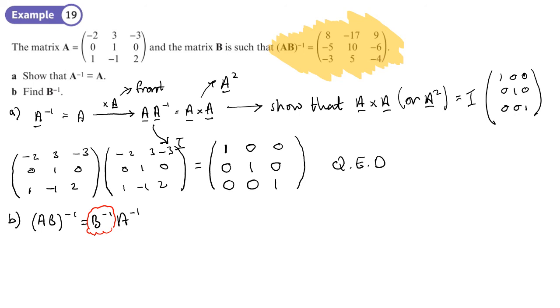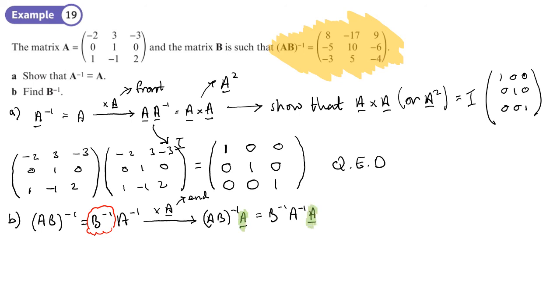And something that we need to do to A. So because we want to get rid of this A inverse, we'll multiply both sides by A, but A at the end. So we're going to put it at the end of both sides. So we've got AB in brackets inverse times by A equal to B inverse times by A inverse times by A. This is what I've multiplied both sides by.